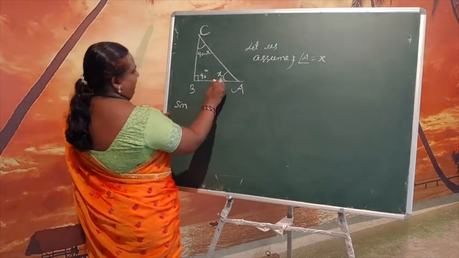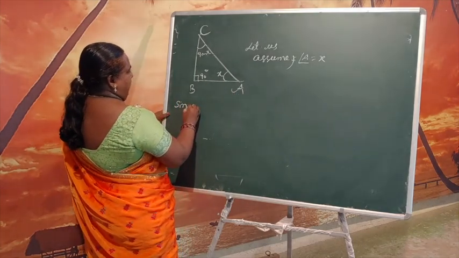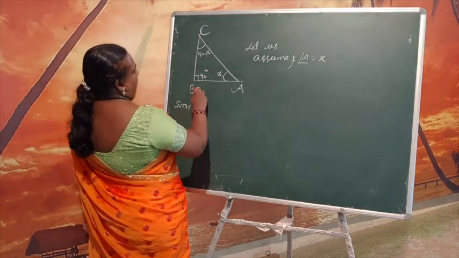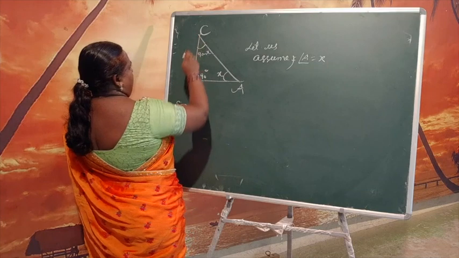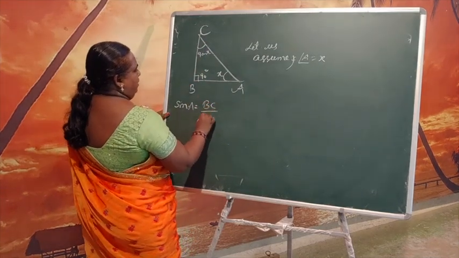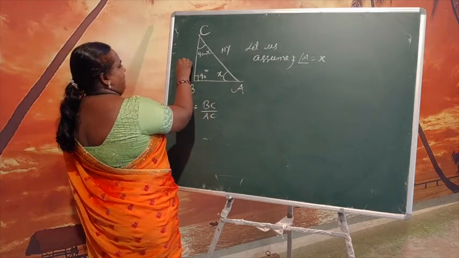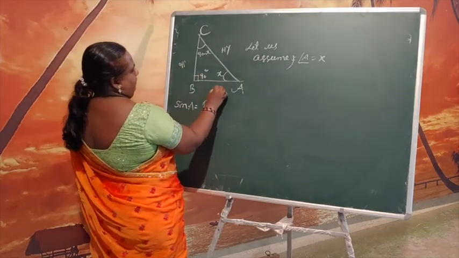Sin x, for example, at A. Sin A. So what is the opposite side? BC, by hypotenuse AC. This is the hypotenuse. For A, this is opposite and this is adjacent.